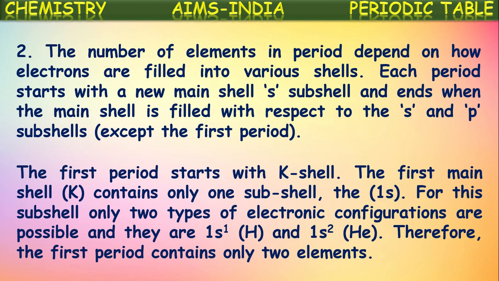These two are filling their electrons in their 1s subshell. So the 1s subshell has only one orbital, that is the s orbital. It can accommodate only two electrons. So that is why only two elements are present in the first period of the modern periodic table.